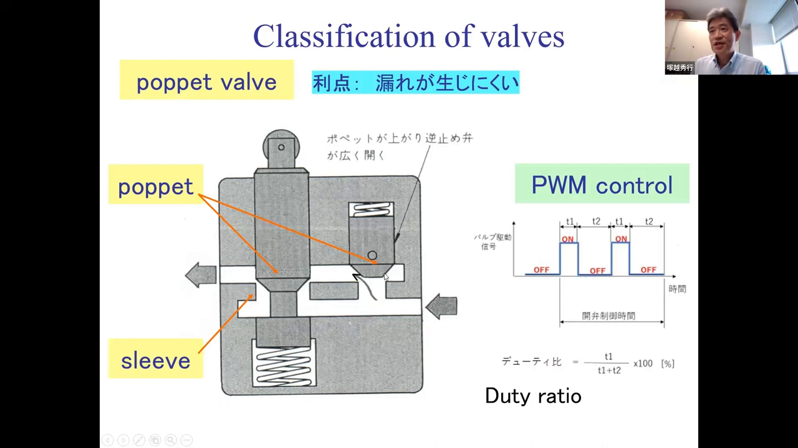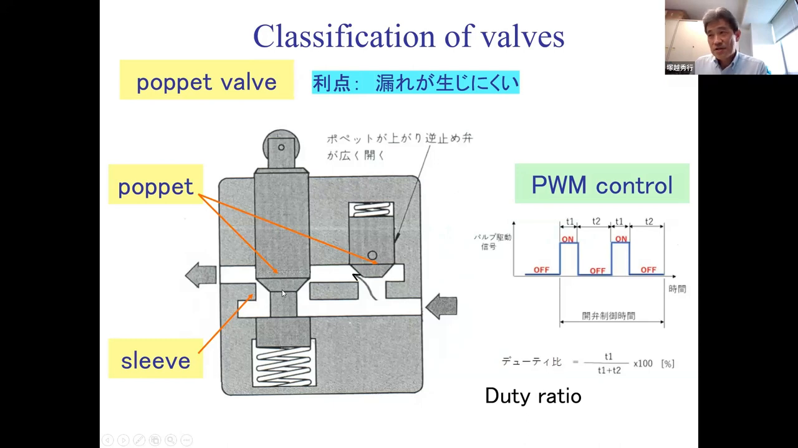On the other hand, this poppet structure can solve the disadvantage of the spool valve. This poppet moves perpendicular to the sleeve surface. So there is no sliding part, and no sealing point is required. Therefore, leakage is easier to avoid.